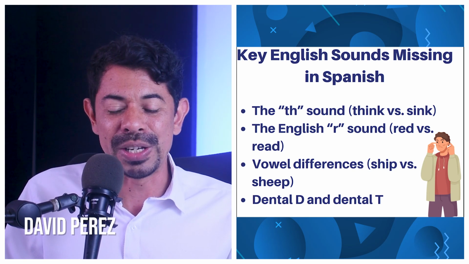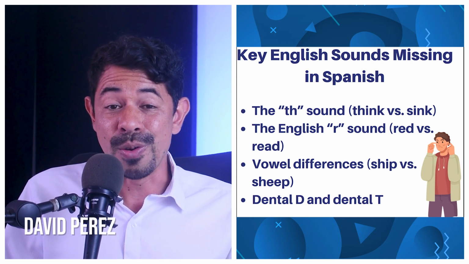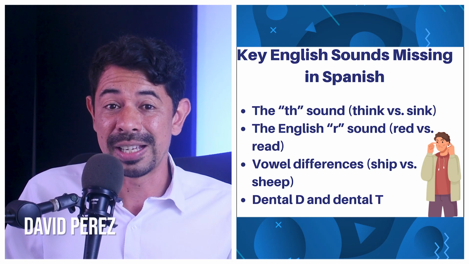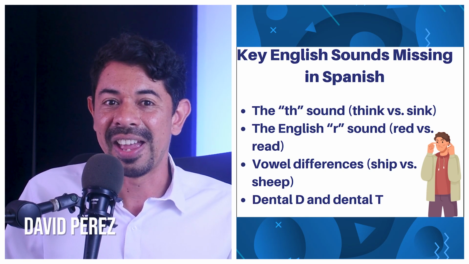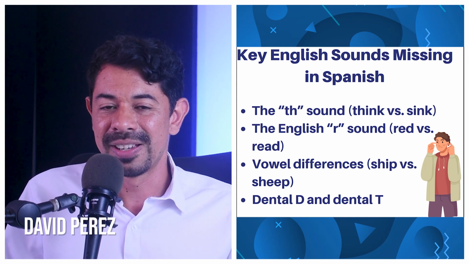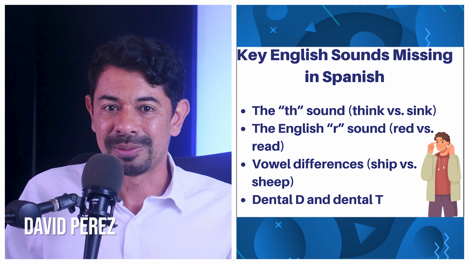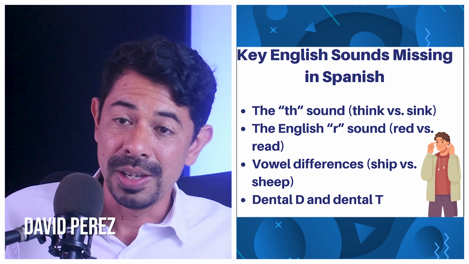I am not going to go into much detail here because this is not a Spanish phonetics class, but we do have 2 different sounds for D, as in dedo. We have de and de. In English, we only have D. Dental.